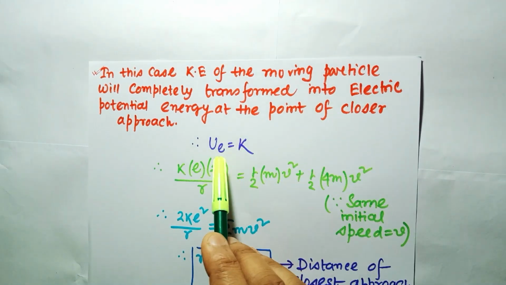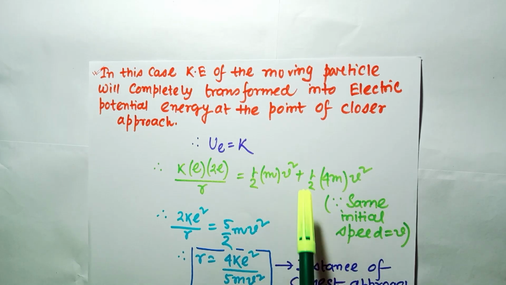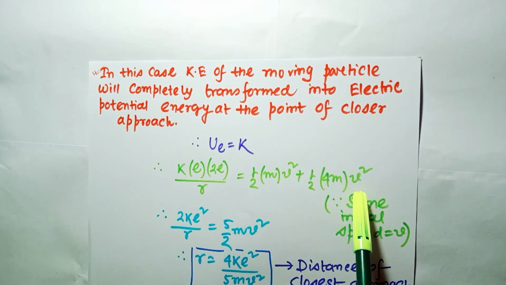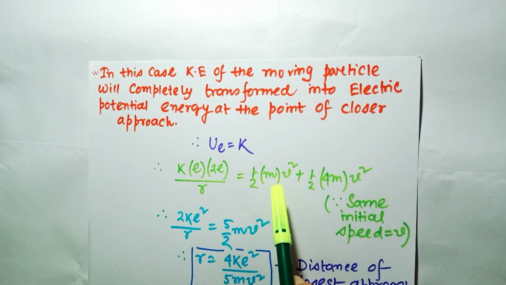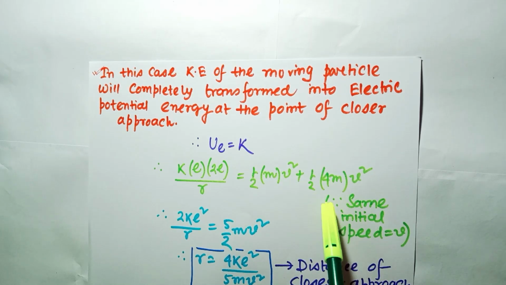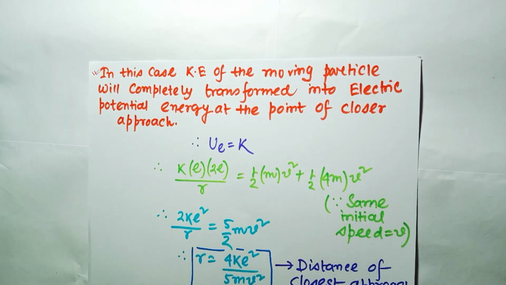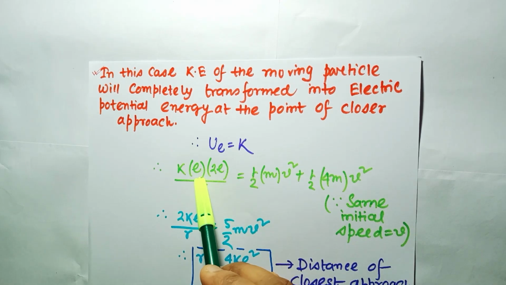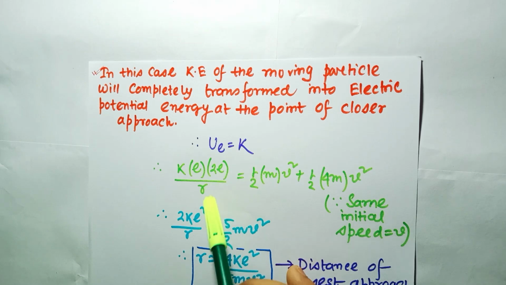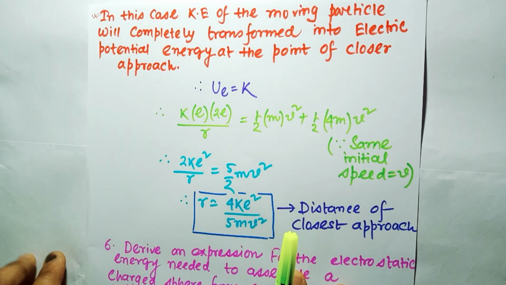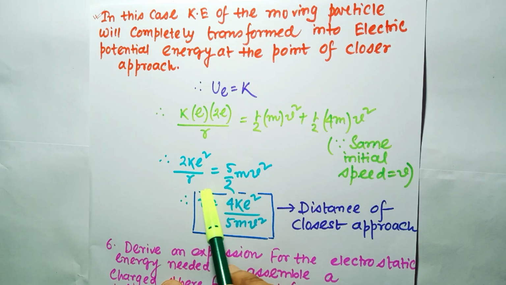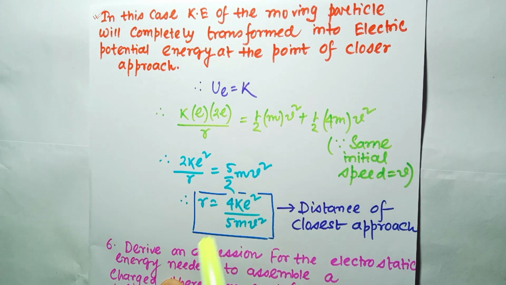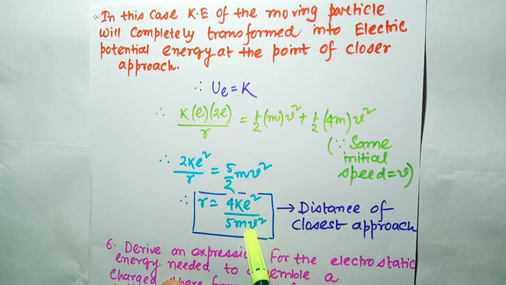So the total kinetic energy is equal to half m v squared plus half into 4m v squared, because both have the initial velocity v, and the proton has the mass of small m, whereas the alpha particle has the mass of 4m. The total kinetic energy is equal to the electrostatic potential energy, which means k q1 q2 divided by r. The proton has the charge of e, the alpha particle has the charge of 2e. So 2k e squared by r is equal to 5 by 2 m v squared. From there we get r equal to 4k e squared divided by 5 m v squared.